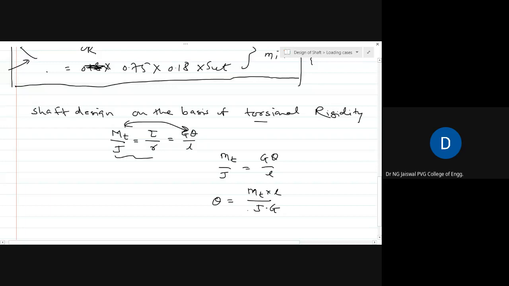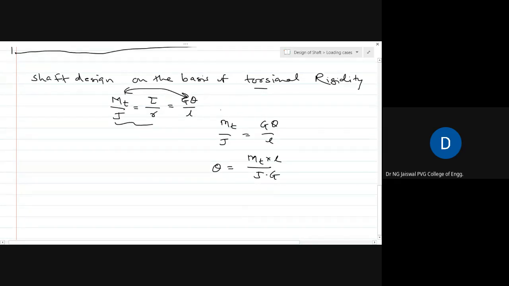If you look at this equation, Mt is the torsional moment, which is known to you for a given shaft. L is the length of the shaft, which is again given to you. J is the polar moment of inertia, which is equal to pi by 32 d to the power 4 for a solid shaft. And G is the modulus of rigidity, which is a property of a material, just like Young's modulus. You know Young's modulus E, or it is also denoted as Y. Another modulus is the modulus of rigidity, sometimes denoted as G or sometimes as C.